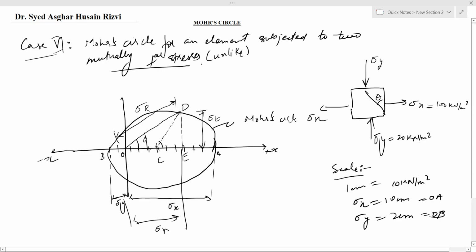this angle will be the angle of obliquity for this problem. So the last case is the Mohr circle for an element subjected to direct stresses along with a simple shear stress. Now we will discuss case 7.